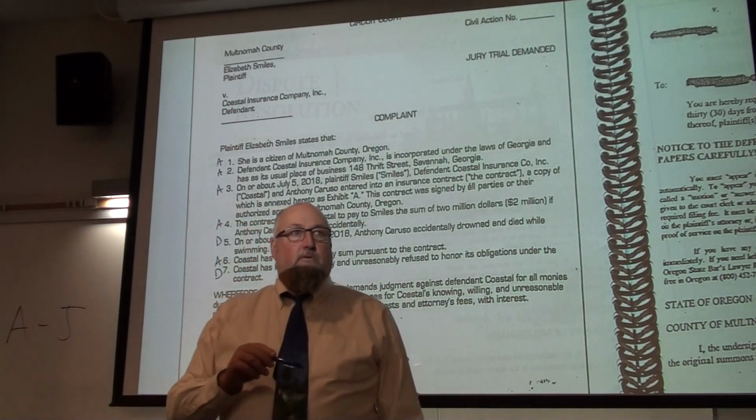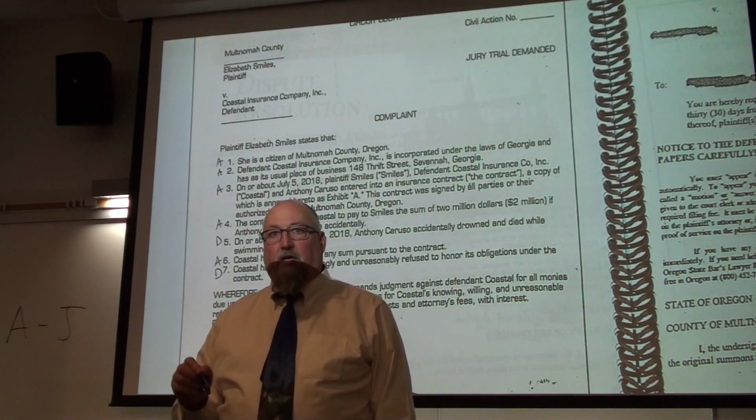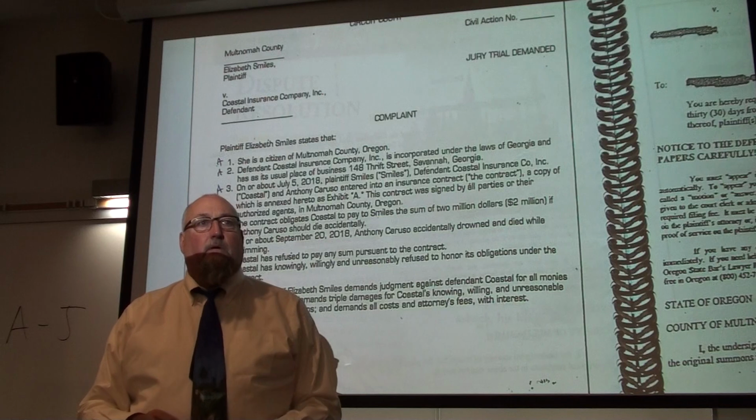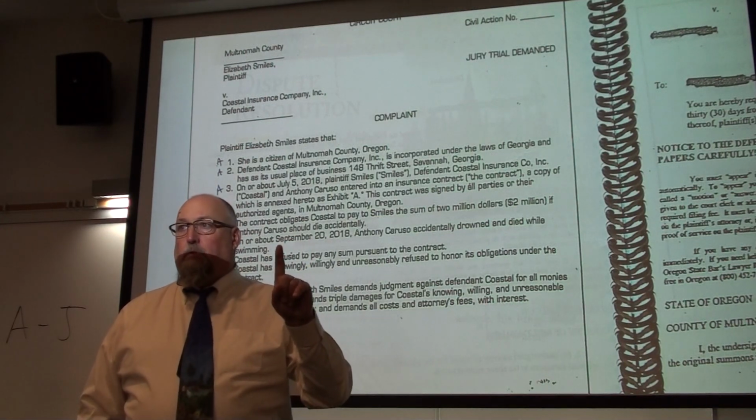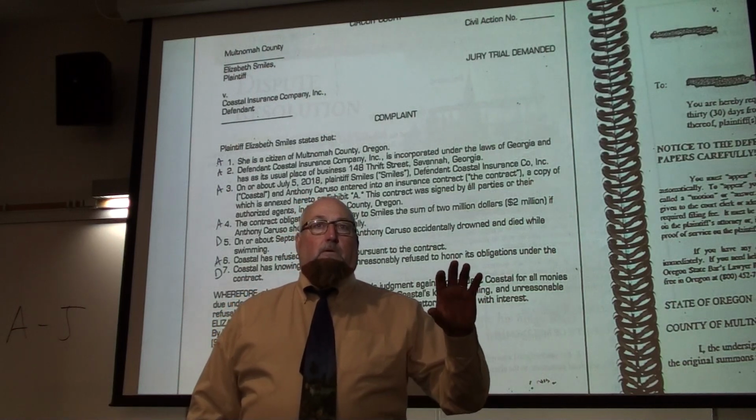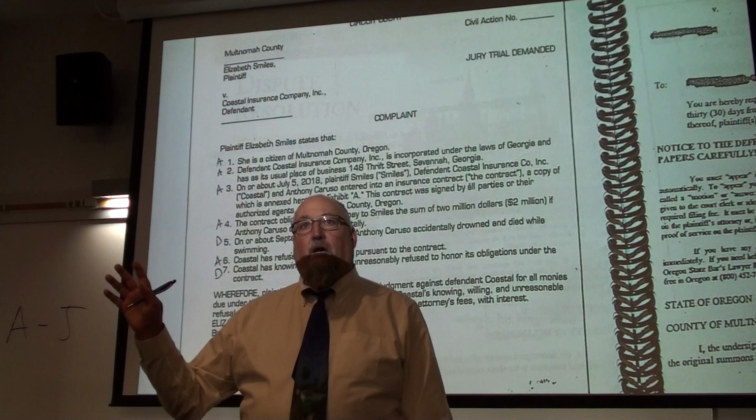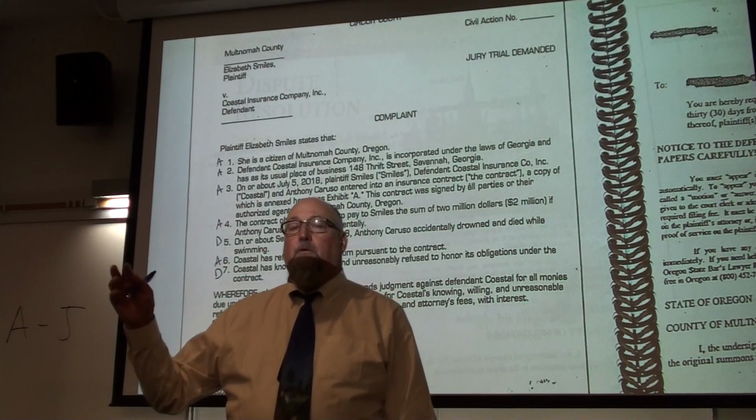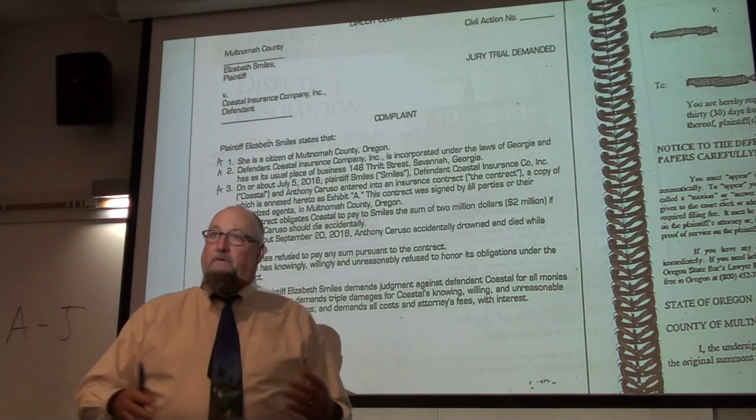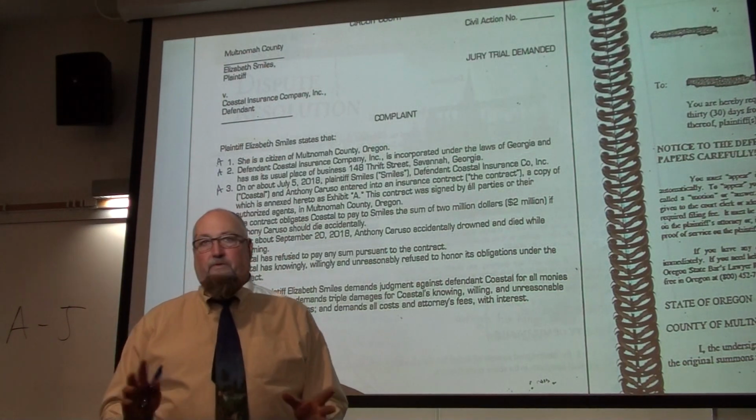This whole lawsuit comes down to that word, accidentally. This whole case, an $8 million lawsuit, comes down to one word, accidental. If Anthony Caruso drowned accidentally, they owe the money. If he committed suicide, which is intentional, not accidental, then they don't owe the money. That one word is the whole lawsuit right there, the whole thing.